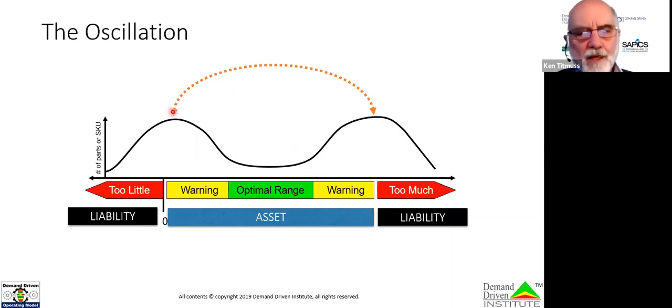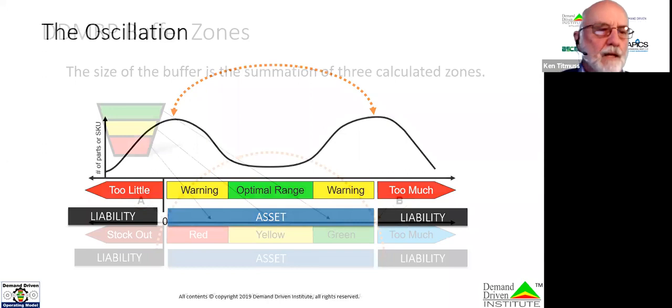And if we're running MRP, we get this oscillation happening. With MRP, we're either okay or we're not okay. And then we're okay again, and then we're not okay. And it fluctuates backwards and forwards like this. So we end up with a lot of items over here, a lot of items down here, and very few sitting in this optimal range in the middle here.